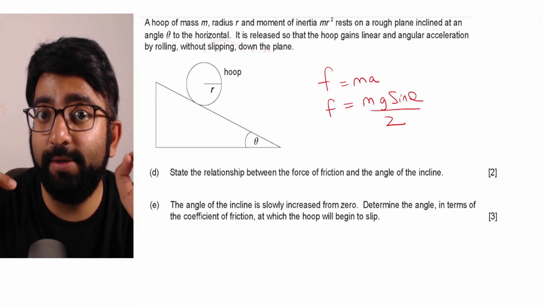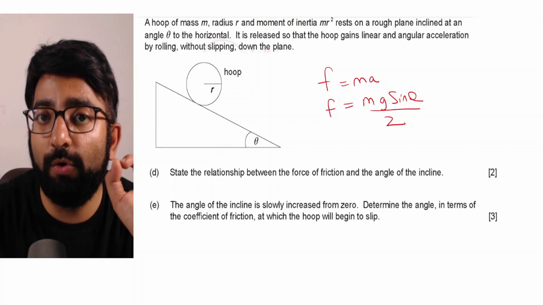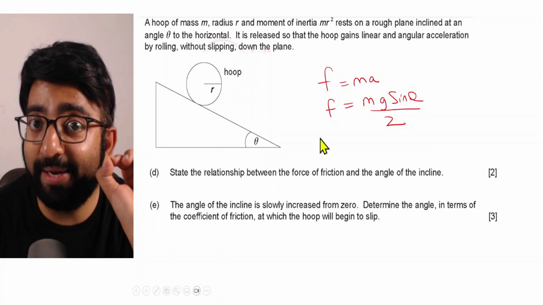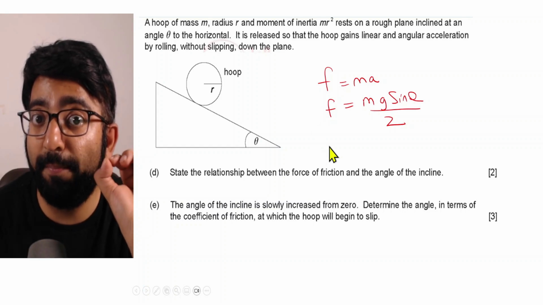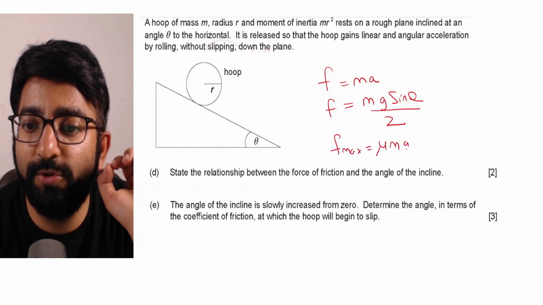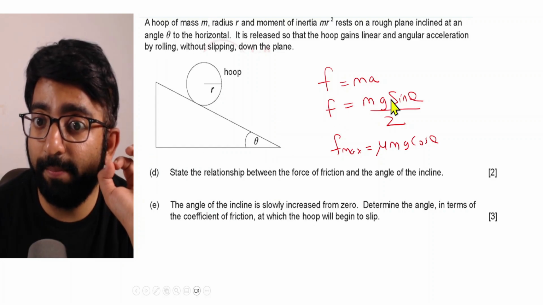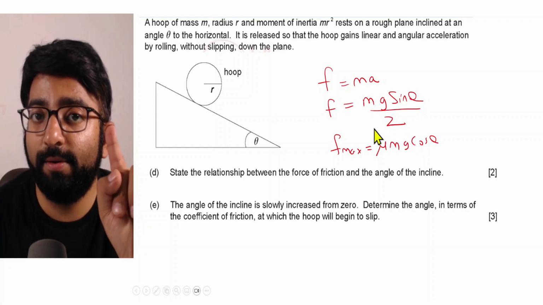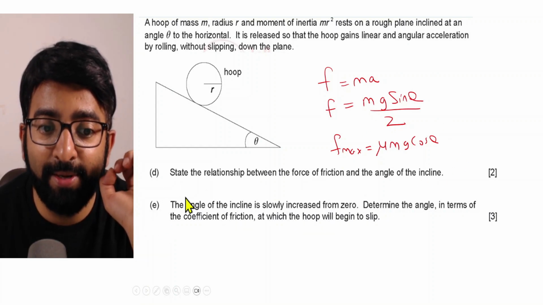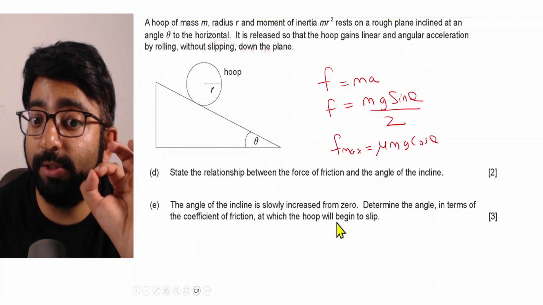Remember in approach 1, we discussed that the friction will go from a minimum to a maximum value. Maximum value we know is mu mg cos theta. But what about the minimum value? That depends on the angle theta. Let me repeat, the maximum value of friction is limiting friction, that is mu mg cos theta. Let me write F maximum will be mu mg cos theta. That's a constant. So answer to part D, either we can write friction is mg sin theta by 2, or we can write friction is less than or equal to the maximum value, which is mu mg cos theta. Now coming to part E, the angle of the incline is slowly increased from 0. Determine the angle when the hoop just begins to slip.